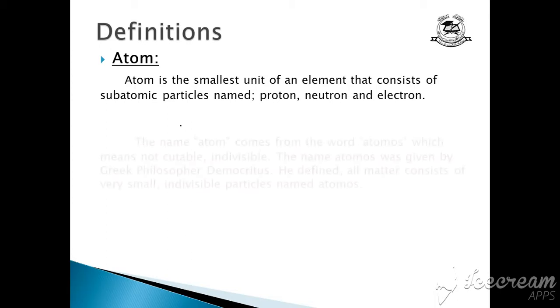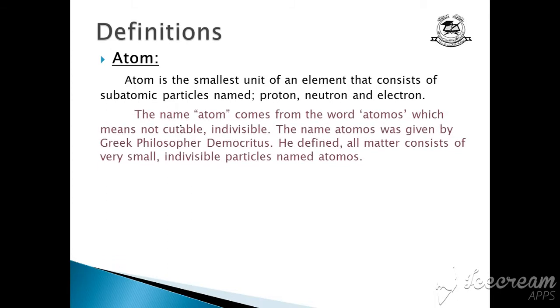around the sun. The name atom comes from the word atomos, which means not cuttable, indivisible. The atom cannot be divided into different parts. It has some atomic particles, but it cannot be divided. The name atomos was given by the Greek philosopher Democritus. He defined that all matter consists of very small indivisible particles named atomos. The same examples I have given you in the first chapter.